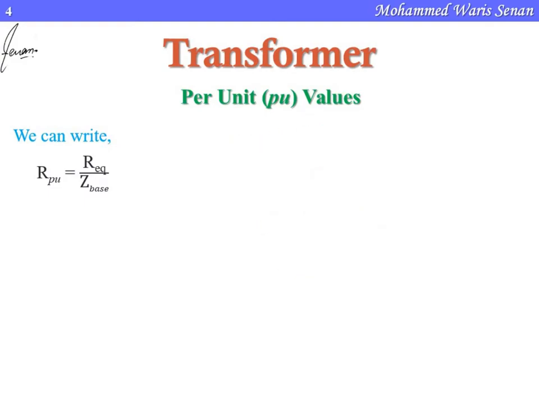Okay. For writing the parameters in per unit values, generally two base values are chosen. The first one is S base and the second one is V base. And the other base values can be derived from these two base values. For example, if we need to find out the Z base, it will be equal to V base square divided by S base.